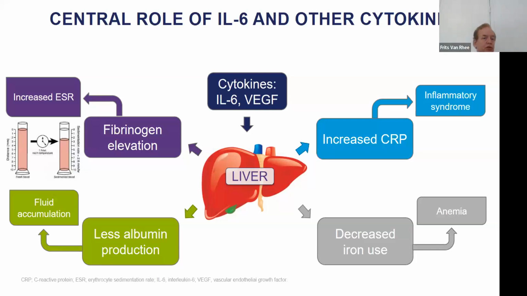IL-6 also causes your fibrinogen to rise, and that results in increased sedimentation rate. Now, the increase in fibrinogen also promotes the formation of blood clots, and there's an increased risk of DVTs and pulmonary emboli in Castleman's disease.